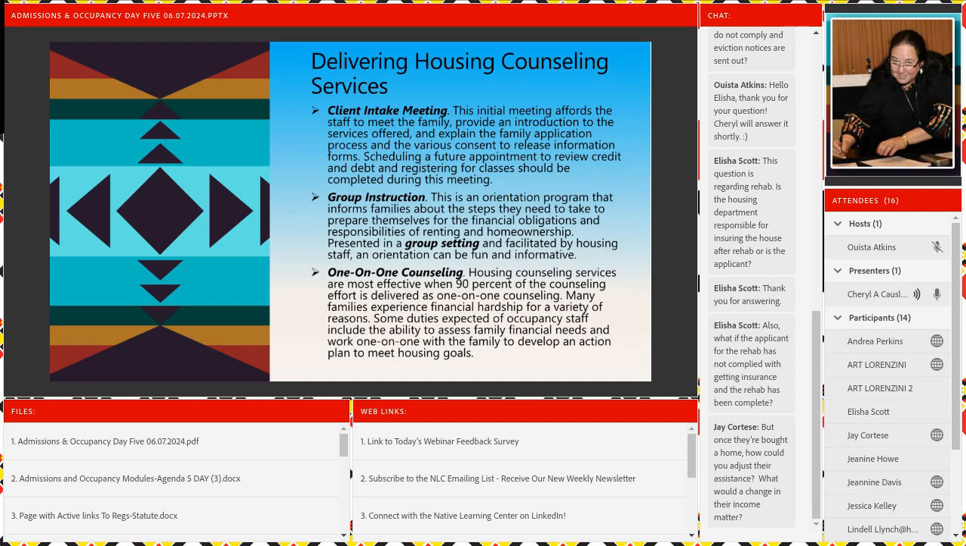Group instruction, an orientation program that informs families about the steps they need to take to prepare themselves for the financial obligations and responsibilities of renting or home ownership. Presented in a group setting, facilitated by housing staff. That orientation can actually be fun and informative.